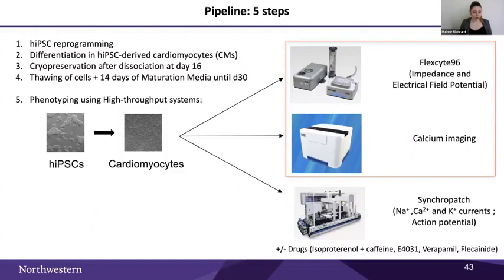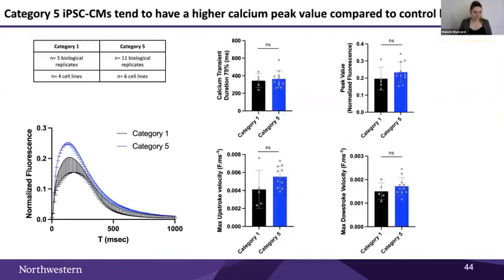So back to my project. It's been about a month and a half, I guess, and it's the first time I've been able to do the first comparison between category 1 and category 5. So what I'm going to show you is preliminary results, of course on the Flexcyte, and also calcium imaging, even if I didn't really describe the machine.